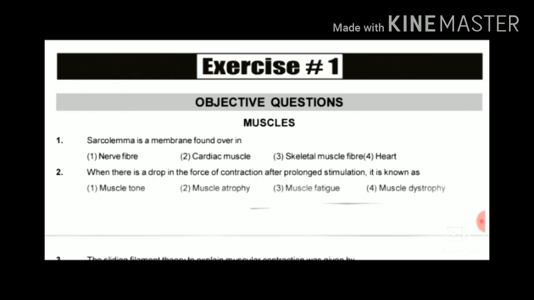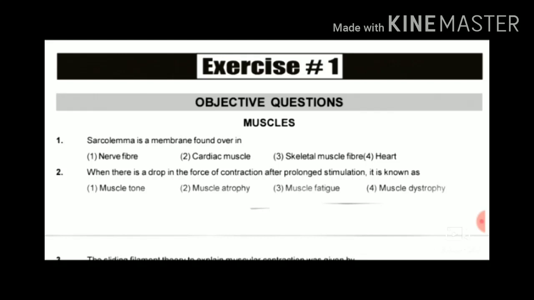The first question is, sarcolemma is a membrane found over in, we have four options. Number 1, nerve fiber. Number 2, cardiac muscles. Number 3, skeletal muscle fiber. Number 4, heart. Now what is sarcolemma? Sarcolemma is a specialized cell membrane which surrounds the muscle fiber, and sometimes it is also known as the myolemma. So the answer is option number 3, skeletal muscle fiber.